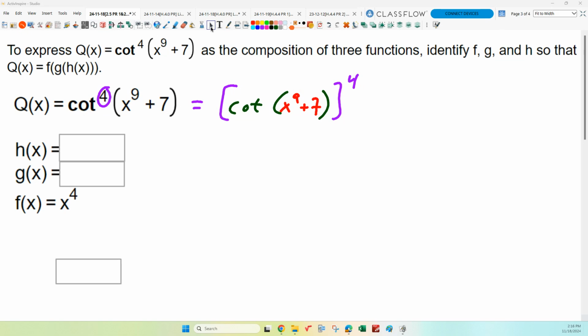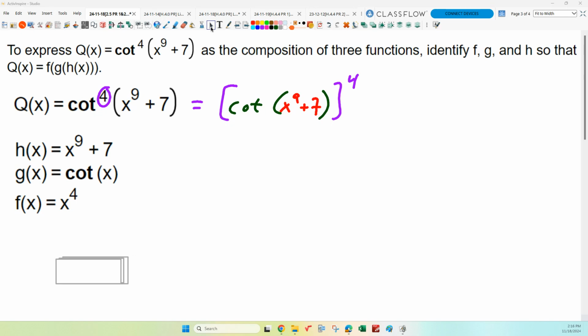Okay. The next layer you told me was cotangent, right? So the middle layer would be g of h is cotangent of h. So what's g of x? Cotangent x. And then the inside layer is just x to the ninth plus 7. Okay? Does that make sense? Give me thumbs on that. How are we doing?